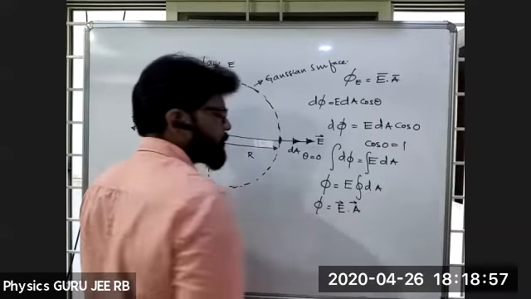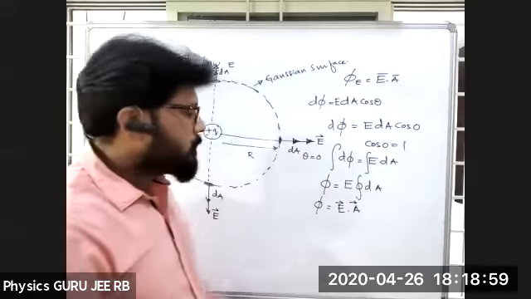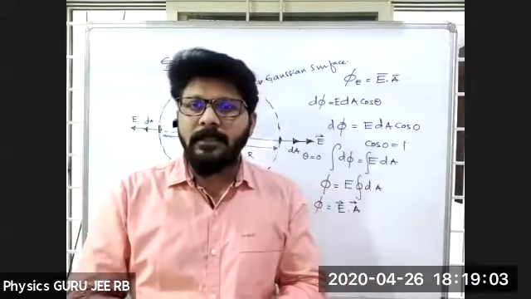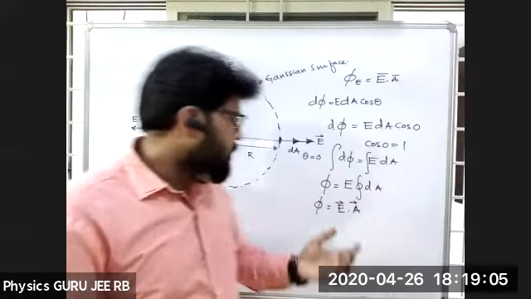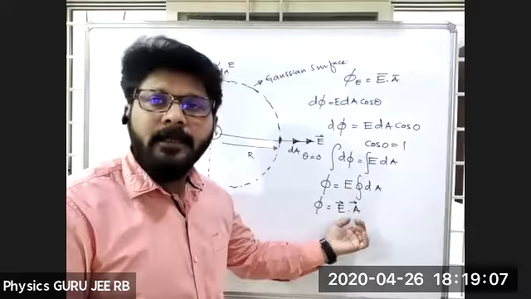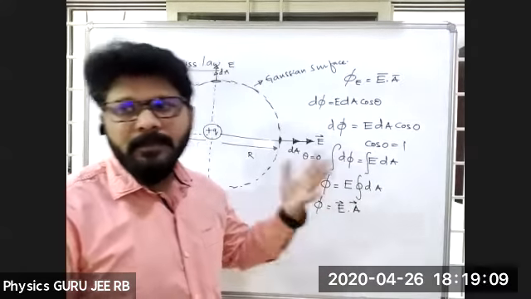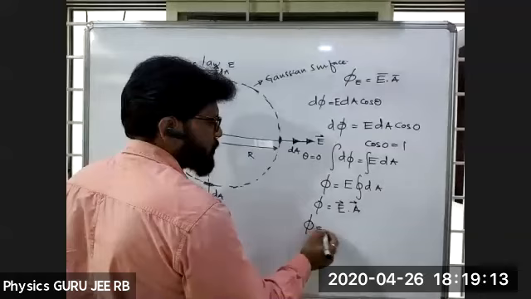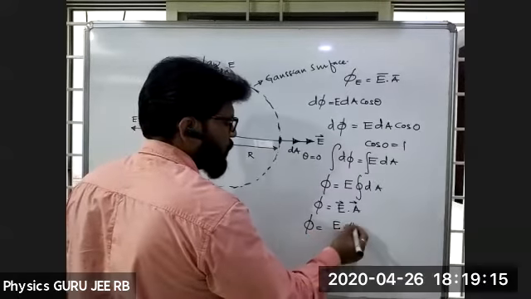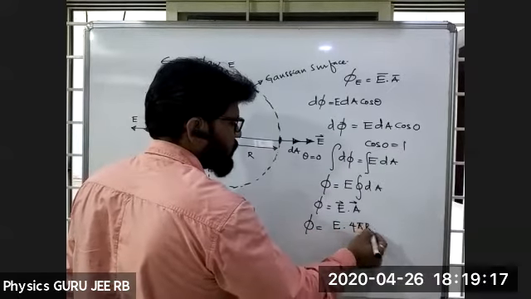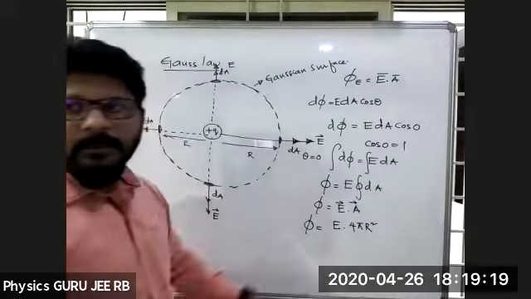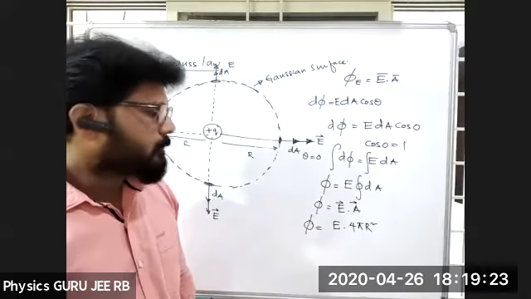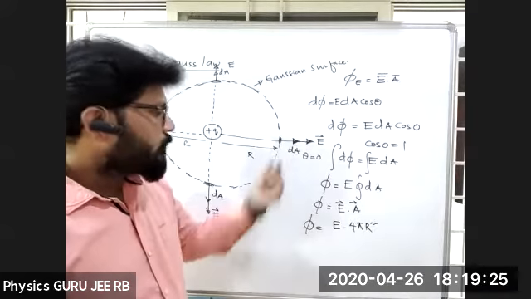The area vector is the outward normal. Now the area of this sphere, I'm saying that a sphere is constructed. When a sphere is constructed, the area is nothing but 4 pi r square. Simply you can substitute here. Phi is equal to E into 4 pi r square. Right? Is it clear?